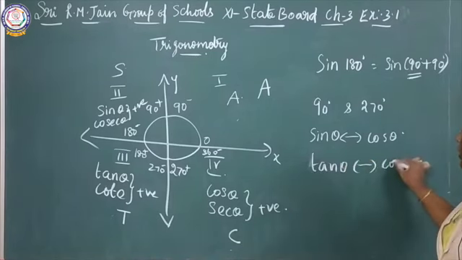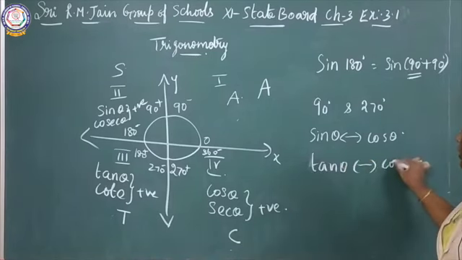That is, sin theta remains sin theta, cos theta remains cos theta, tan theta remains tan theta; the value stays the same. But for 90 and 270, the values change. Sin theta means cos theta, cos theta means sin theta, tan theta means cot theta.